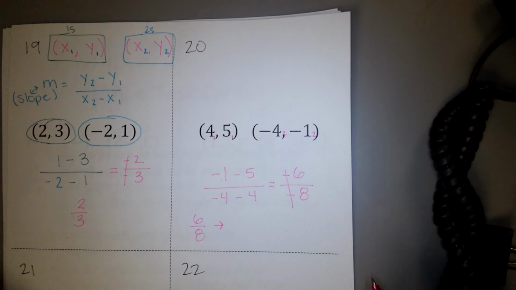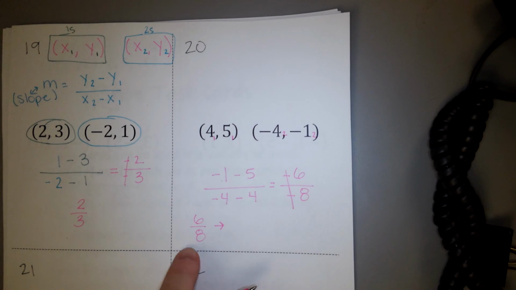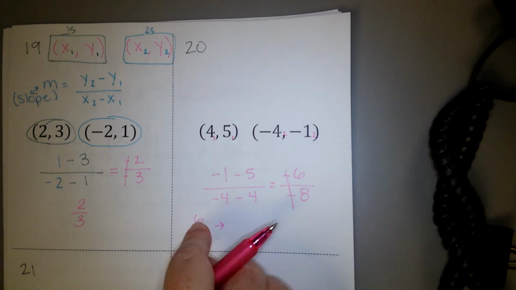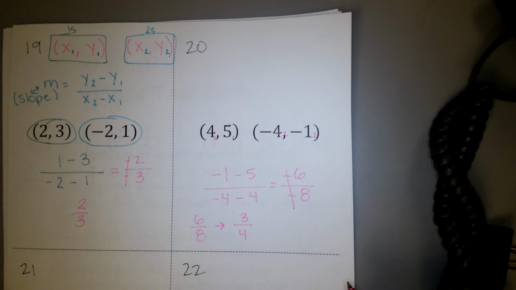But that can also be simplified. So we simplified our double negatives, and now we can simplify this. They're both even, so I can divide both by 2. 6 divided by 2 is 3. 8 divided by 2 is 4.